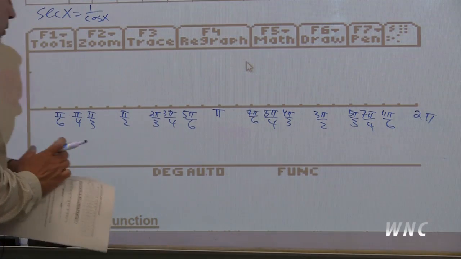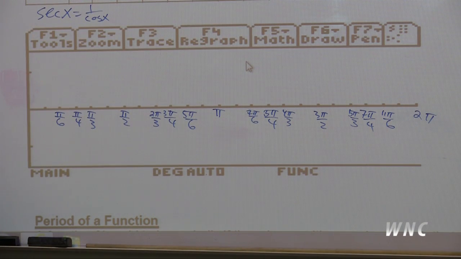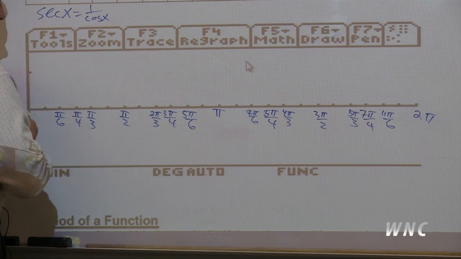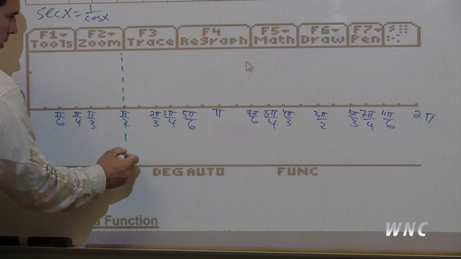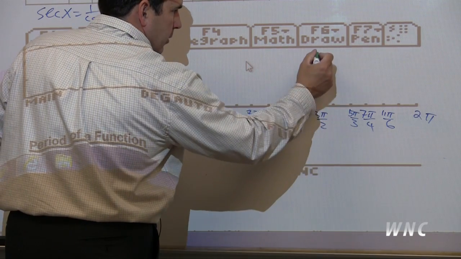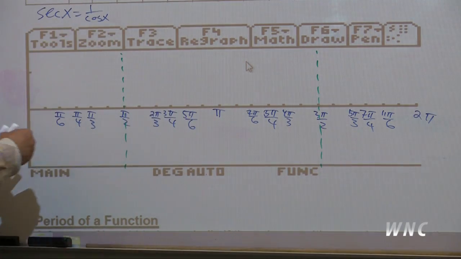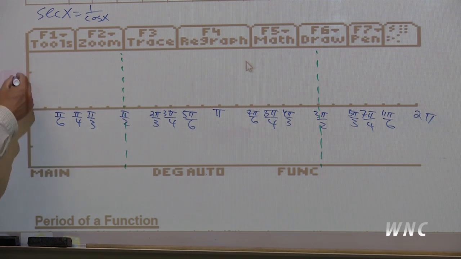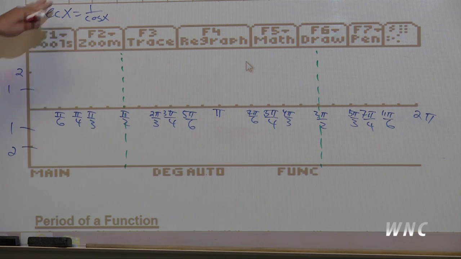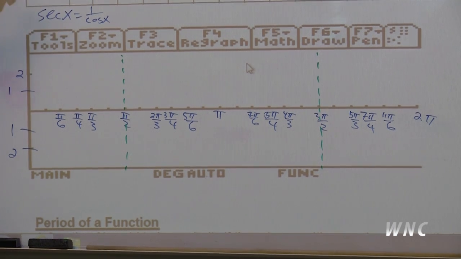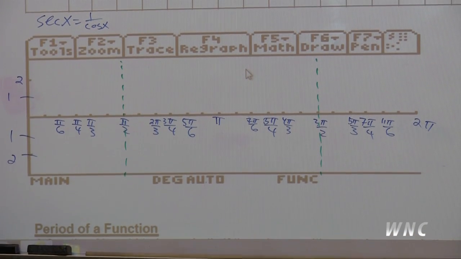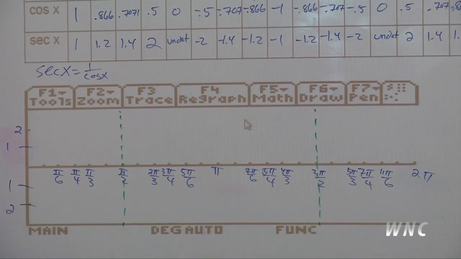So at pi over 2 and 3 pi over 2, we had undefined. So we're going to have what we call vertical asymptotes there. These are vertical asymptotes. In this case, we're going to define this point as 2. Here's 1. Here is 2, and here's 1. I do this on purpose because if you notice, secant's never going to be between -1 and 1. It's bigger than 1, including 1, and it's less than -1, but it's not between them.